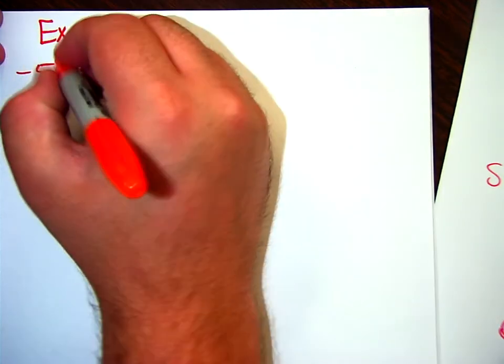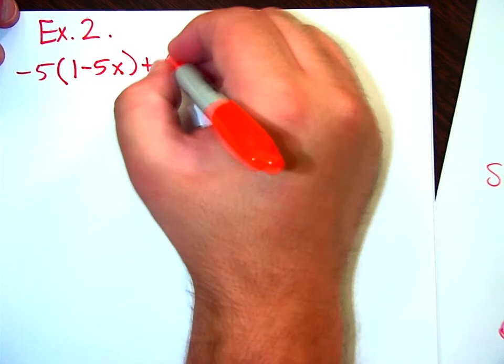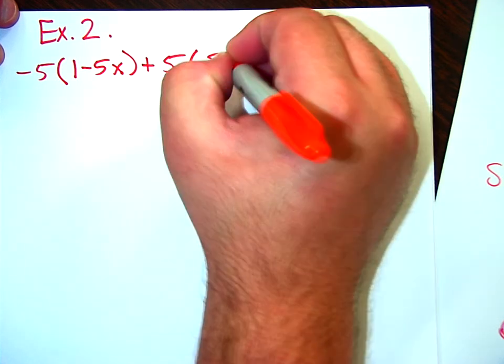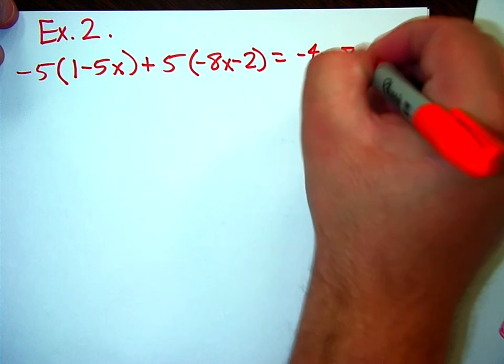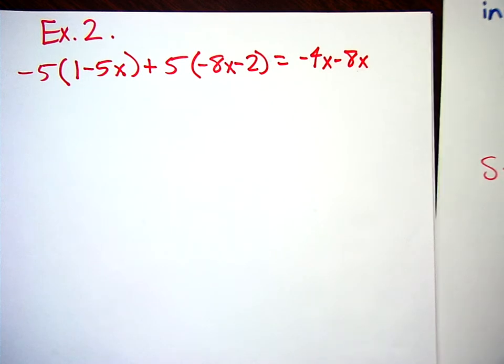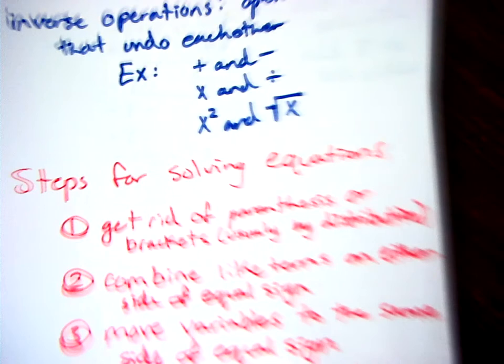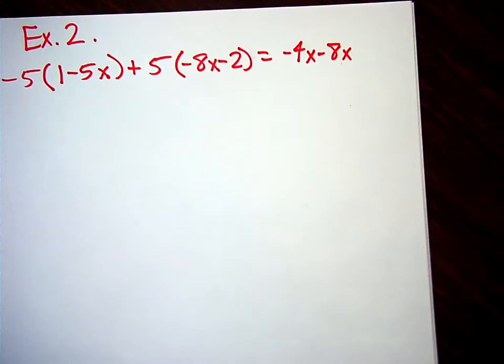And it's going to be negative 5, parentheses 1 minus 5x, plus 5, parentheses negative 8x minus 2, close parentheses, equals negative 4x minus 8x. Okay. Now this looks really crazy and daunting. Don't worry. Right? We just have to follow our steps. So we're going to get rid of parentheses first. Okay, that's step number 1 here. Get rid of our parentheses. So that's the first thing we're going to do.